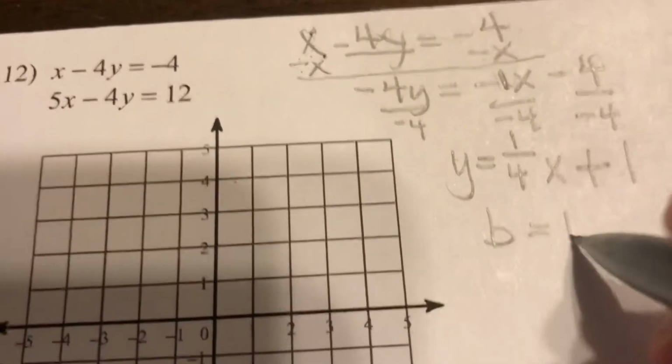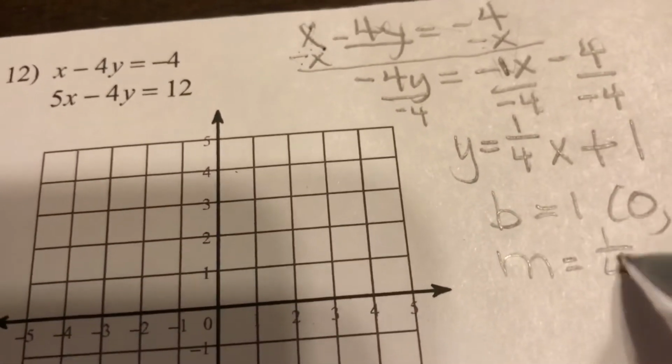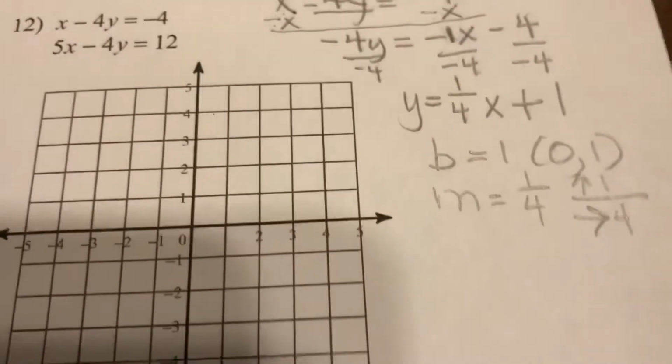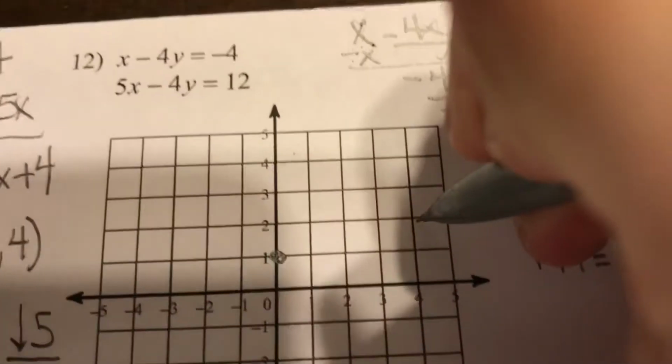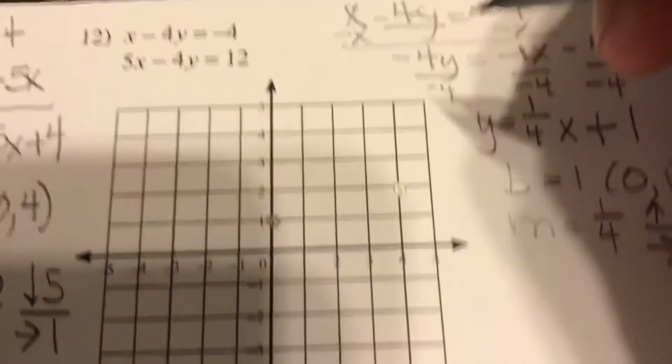So my b is 1, so I'm going to have a point at 0, 1. My slope is 1/4, so I know I'm moving up 1, right 4 because it's a positive. Okay, so I'm going to put a point at 0, 1. I'm going to move up 1 and right 4. And I'm going to go ahead and draw my line. So I'm going to put my phone down real quick. Okay, so there's my line.